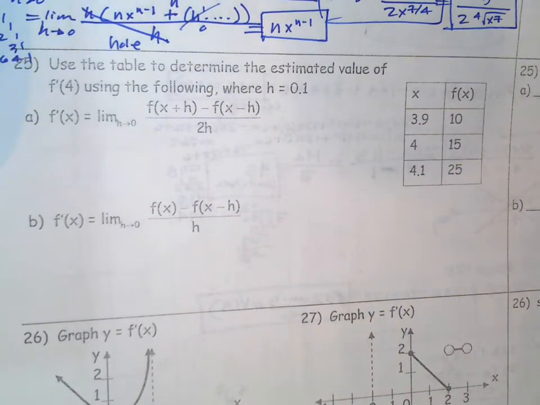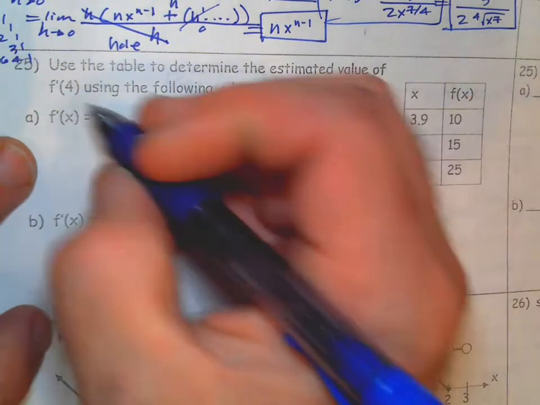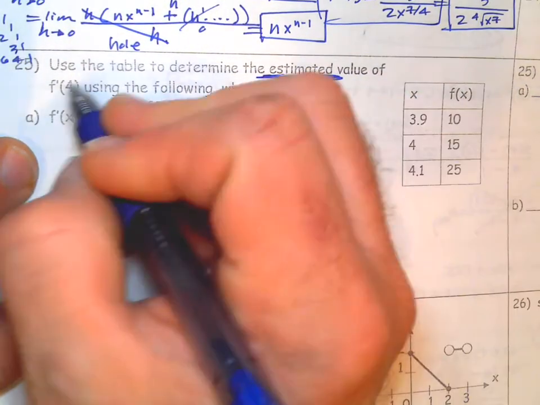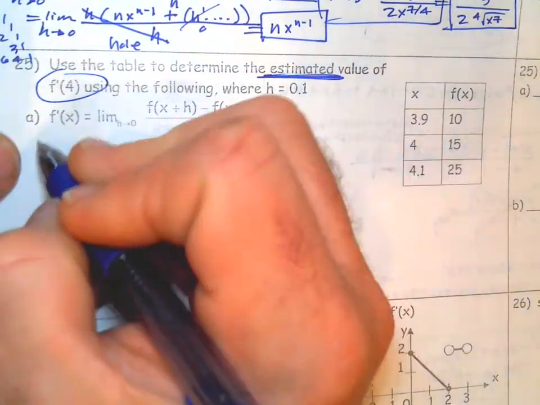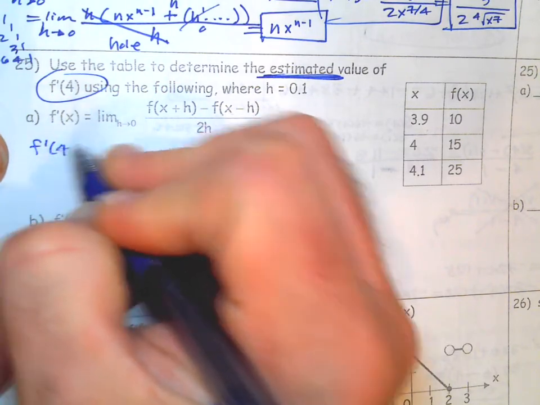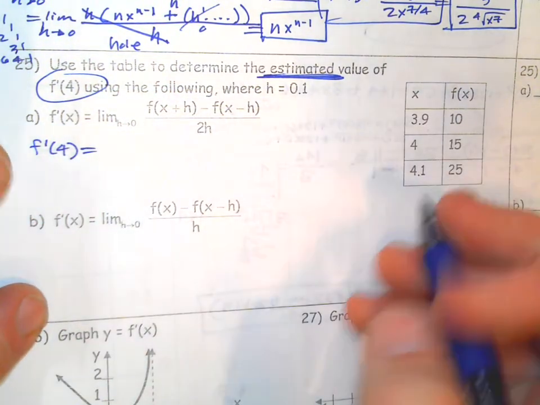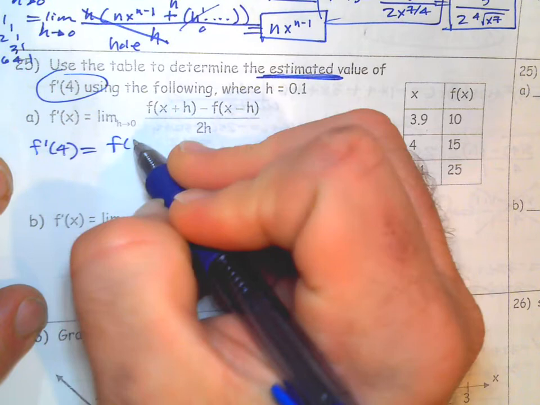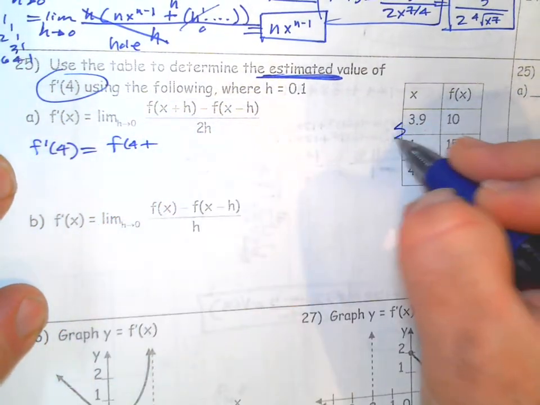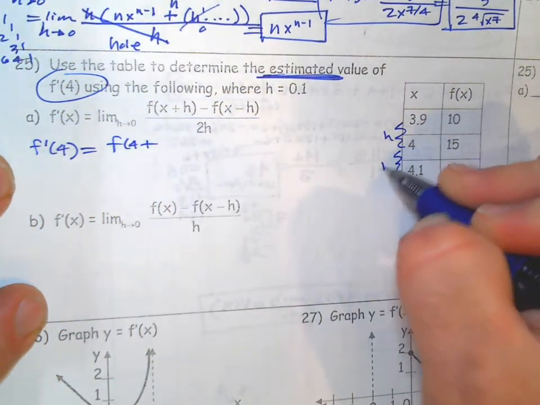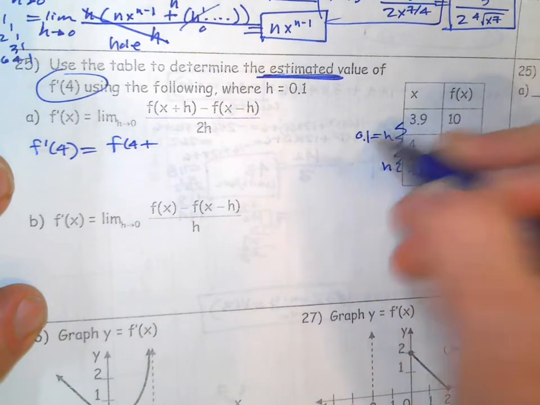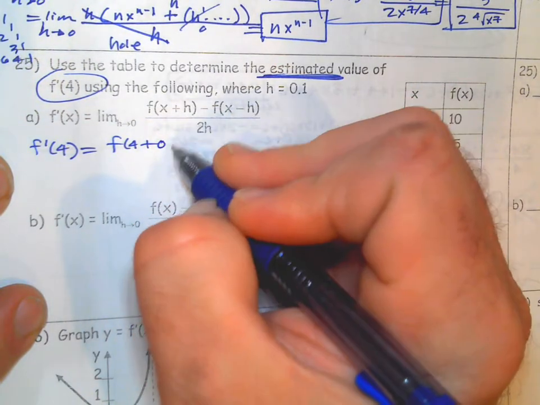Okay, next one. We had a couple like this in the test. You guys should love these. These are quick and easy. Essentially, we're estimating f prime of 4 using this definition of derivative, but we're estimating it. So there's no limit because we're estimating it. So we're going to plug 4 in. The h value is 0.1 this time. So that's what goes in there.